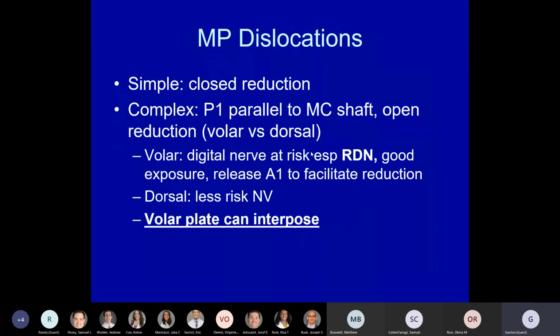MP dislocations, they're going to want you to try a reduction first. If the reduction fails, then it needs surgery. Remember, what's blocking it from getting reduced? The volar plate. So interposed volar plate is the problem.